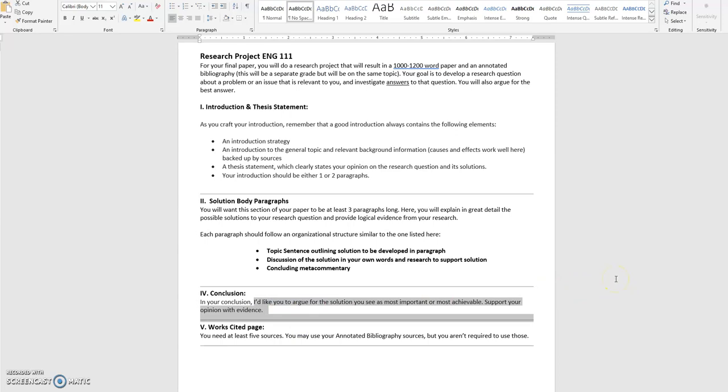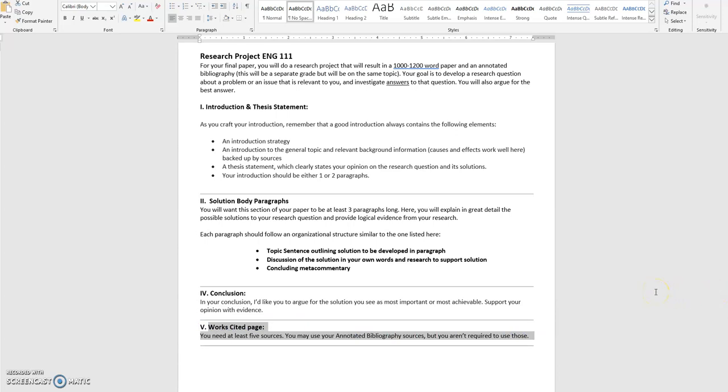So I know that some of your questions are complex, and the best way to handle them would be if you could implement all the solutions. But I want you to think about which solution is most feasible and then present that argument in your conclusion. And then, of course, you're going to need a works cited page where you give me at least 5 sources.